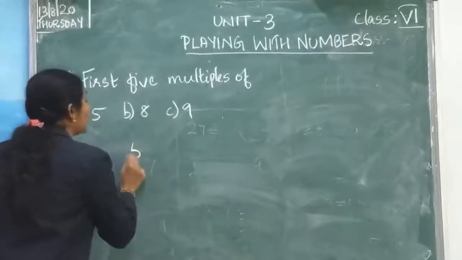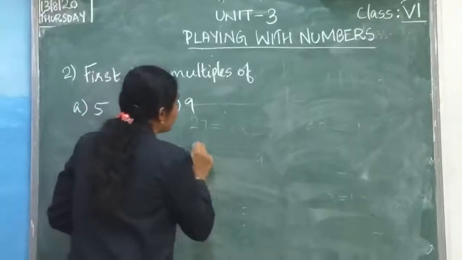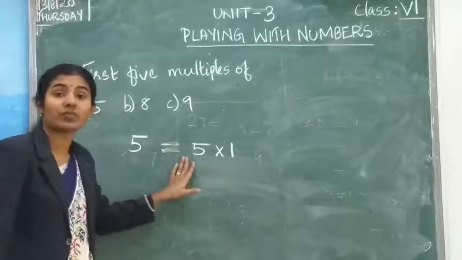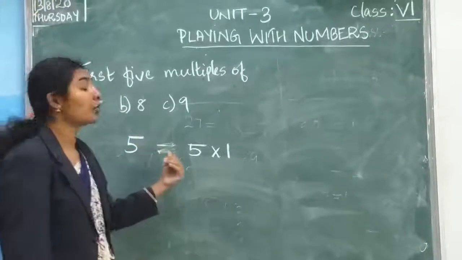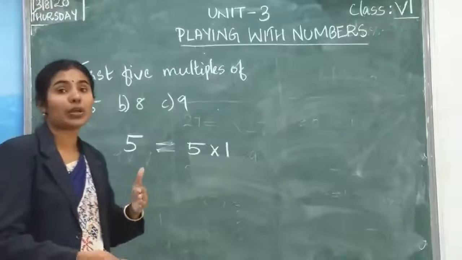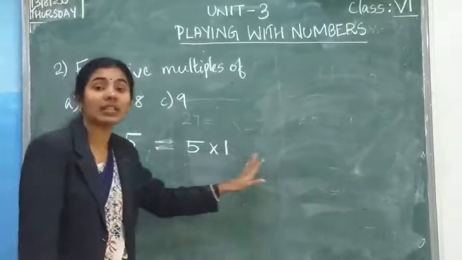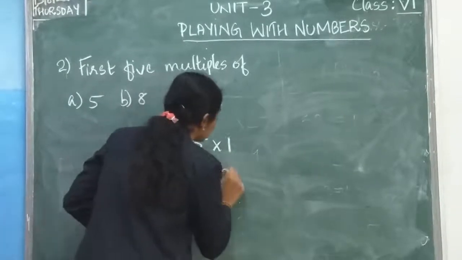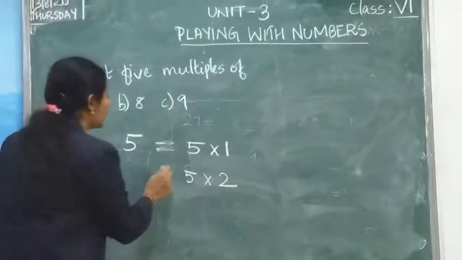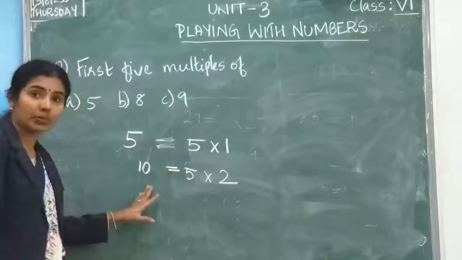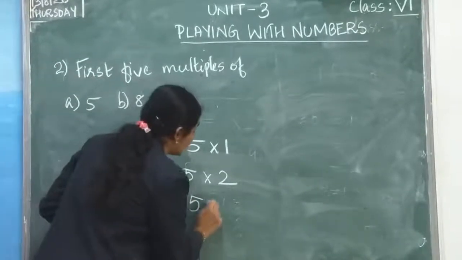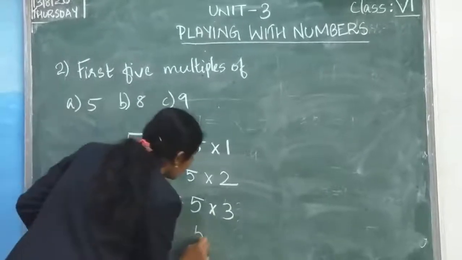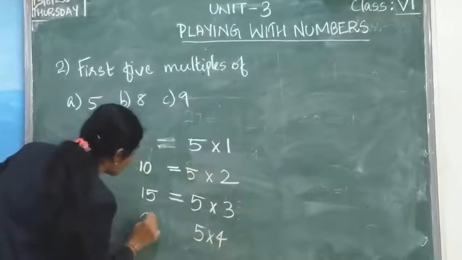So when you are multiplying 5 by 1, you will get 5. Given a number, when you multiply it with each number, you will get one product. That product is the multiple. So 5 ones are 5. Next, 5 multiplied by 2, you will get 10. So 10 is a multiple. Next, 5 threes are 15 and 5 fours are 20.